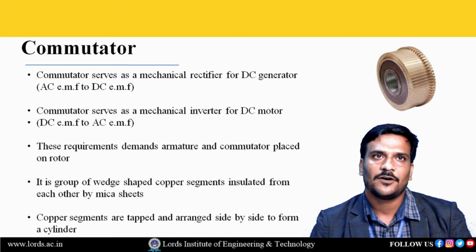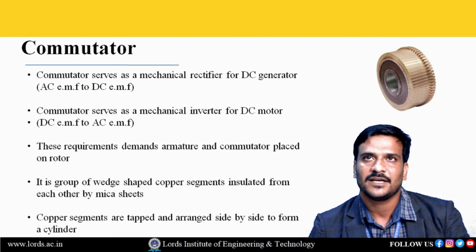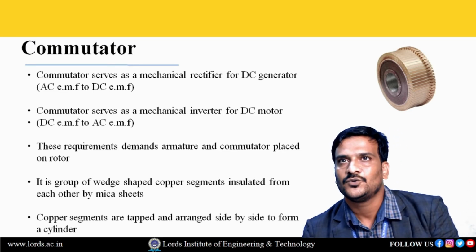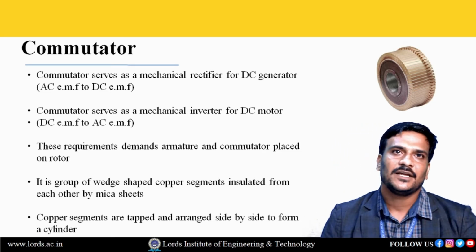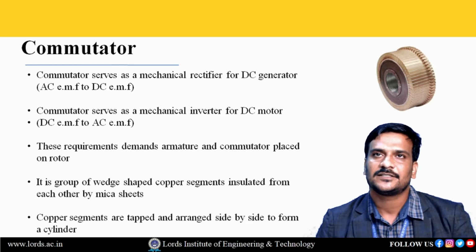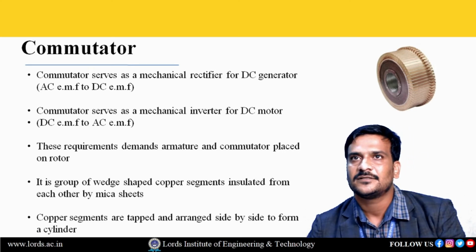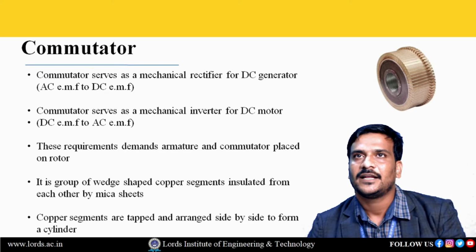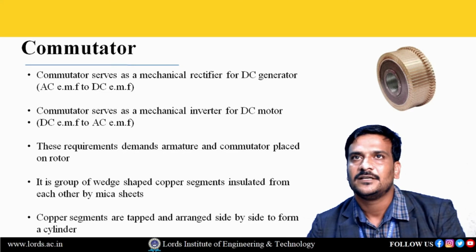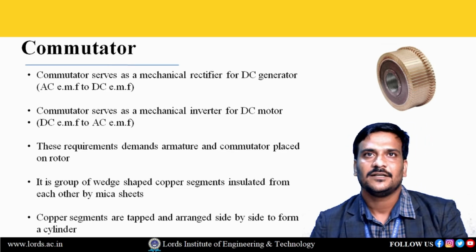So a commutator is made up of wedge-shaped copper segments, and these segments are insulated from each other by using mica sheets. Here you can see between two wedges we have a mica. So this is your mica. Mica sheets will be placed in between two copper segments. And these copper segments are arranged side by side to form a cylindrical structure. Here you can see, all the copper segments are arranged side by side to form a cylindrical structure. So this is the commutator, which is an important part in a DC machine.